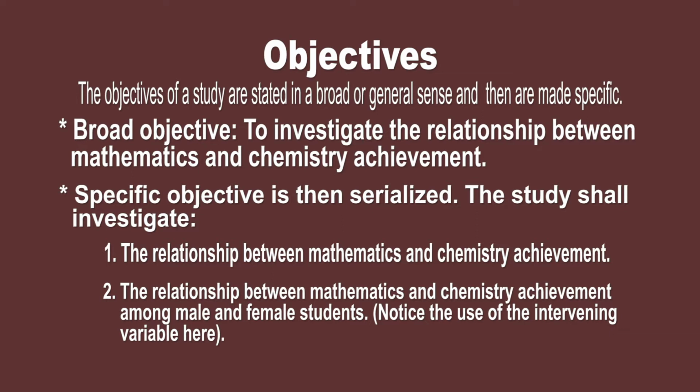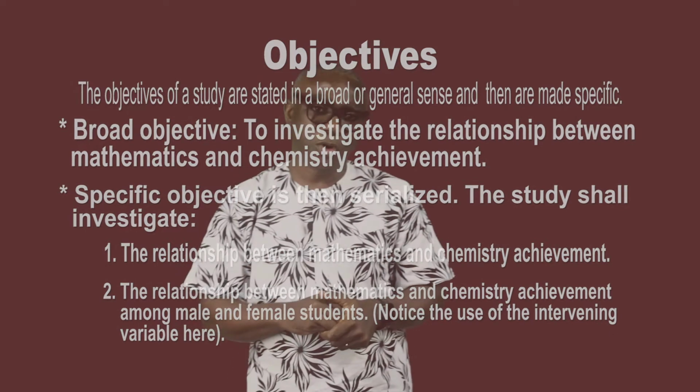You will notice that in this case, we have introduced the intervening variable, where the relationship between mathematics and chemistry is now seen to see how male and female students compare, whether there is a difference between them, whether the mathematics and chemistry achievement is different amongst male students, or there's an association between maths and chemistry amongst male students, or there is also that same kind of association between chemistry and mathematics achievement amongst the female students.